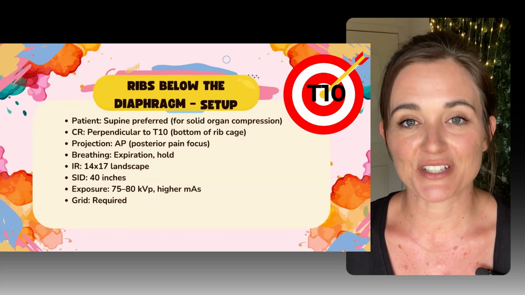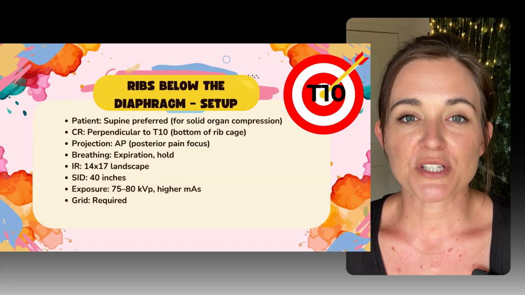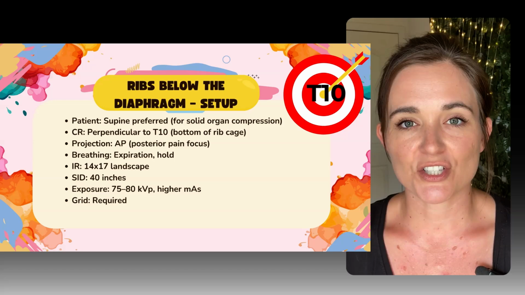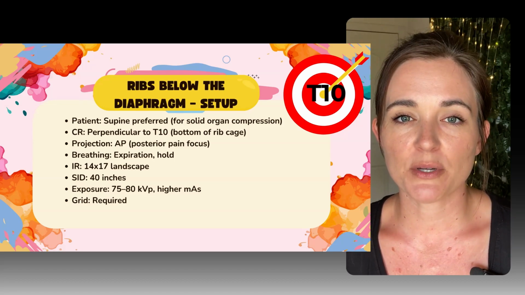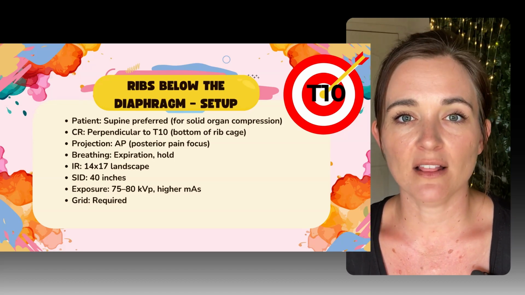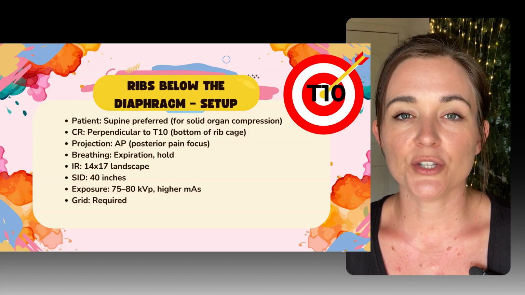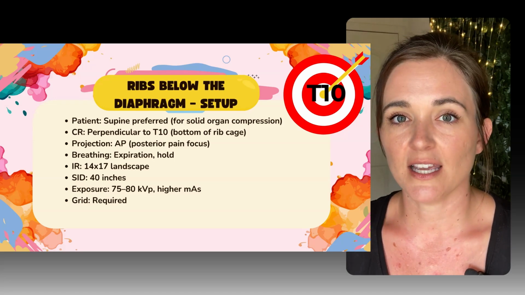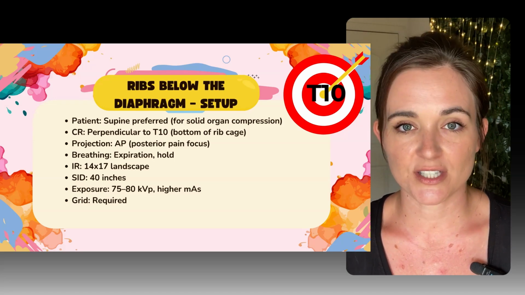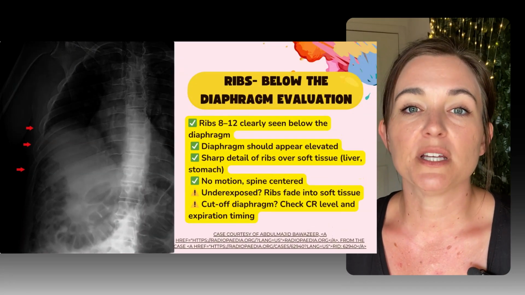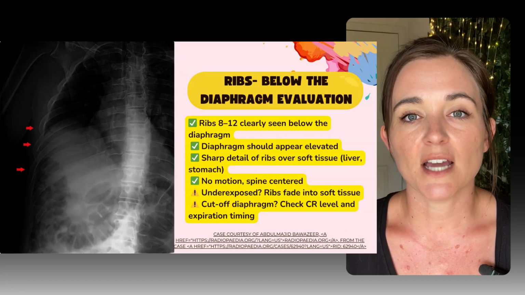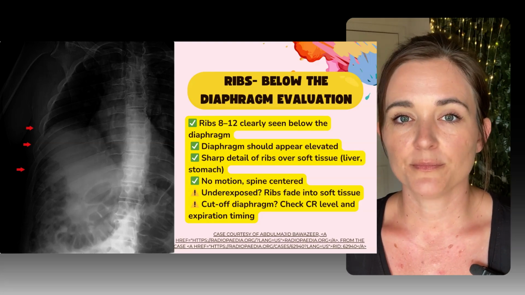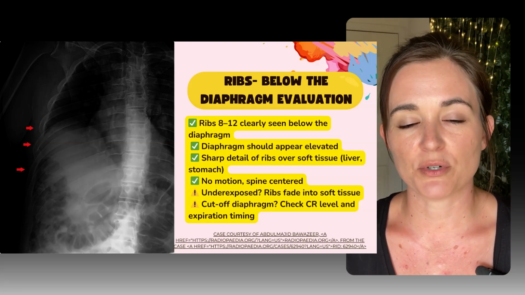Next, ribs below the diaphragm. Your patient will be supine for these, and the CR is directed to T10. You expose on expiration to elevate the diaphragm. You're going to use a 75 to 80 kVp, a higher mass, and a grid. 40 inches here for the SID is fine. Ribs 8 through 12 should be clearly visible. The diaphragm should appear elevated. Soft tissue details should be preserved.